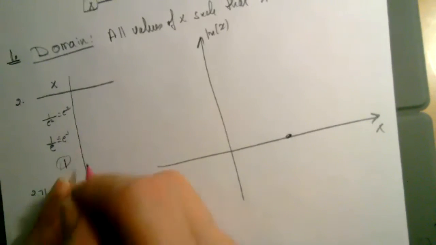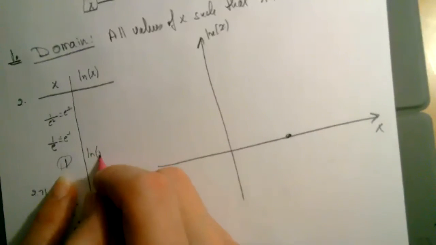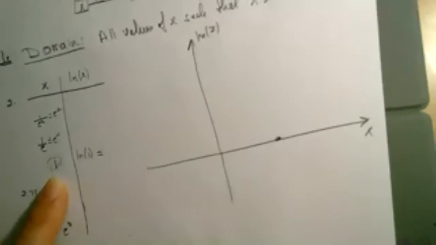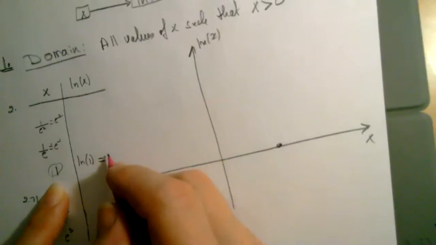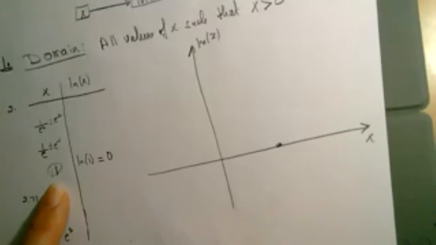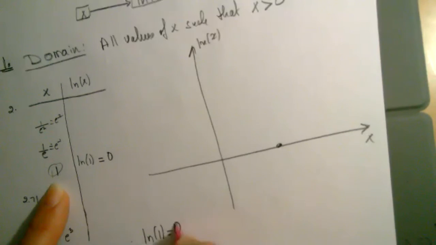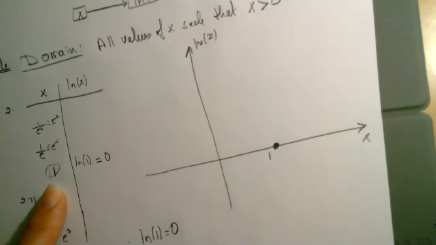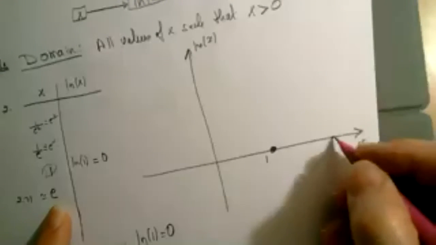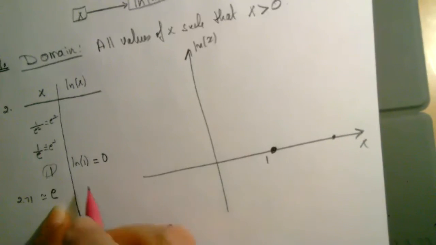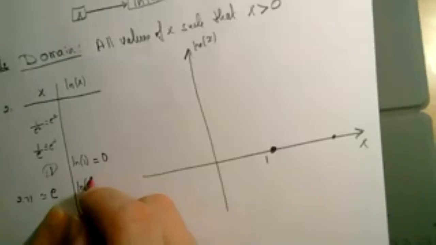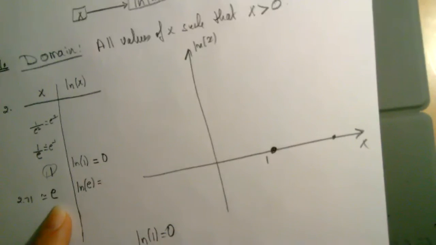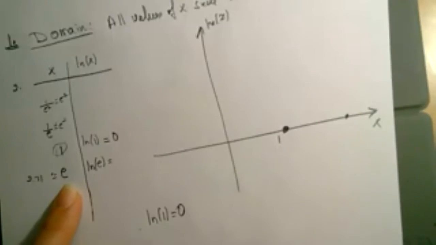First at 1. What is my output at 1? ln of 1. 0, right? I want to choose a very important value of the natural log. ln of 1 is 0. So at 1, I am right here. Now e is somewhere here. What is the output value at e? 2.71? Yes or no?